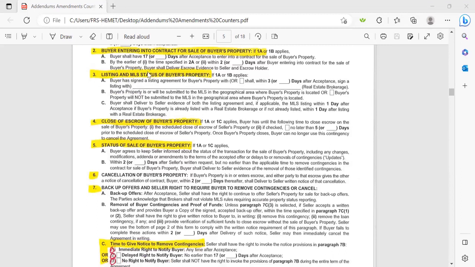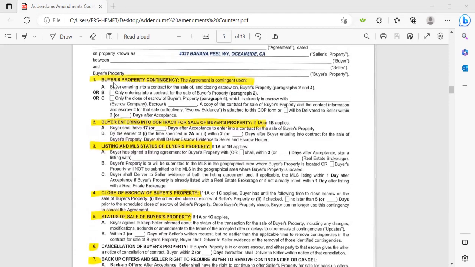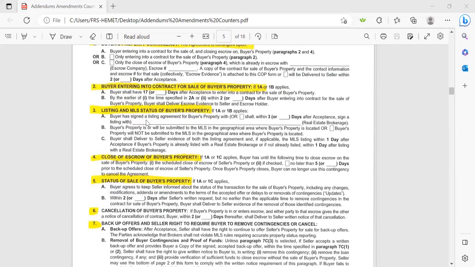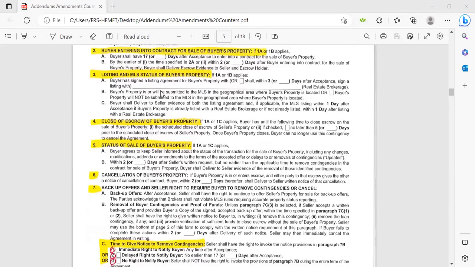Okay, so listing and MLS status. And that's again, if 1A or 1B apply. So I am listed, buyer signed a listing agreement, and will give me a copy within, or I will give them a copy within 3 days that shows that it's actually listed. It will be submitted to the MLS in a geographical area where buyer's property is located, or buyer property will not be submitted to the MLS where it's located.